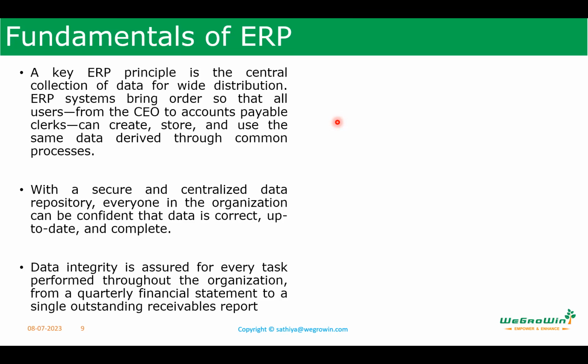Right. Coming to this, a key principle is the central collection of data for wide distribution. ERP systems bring order so that all users, right from the CEO to the accounts payable clerk, can create, store, and use the same data derived through a common process. Again, people have to see the same data. Also, with a secured and centralized data repository, everyone in the organization can be confident that the data is correct, up to date, and complete. Maybe these are all the elements.